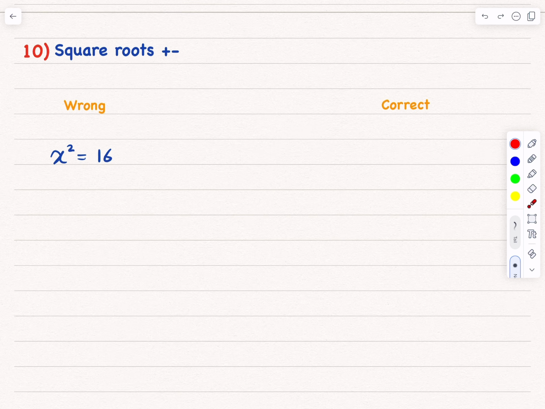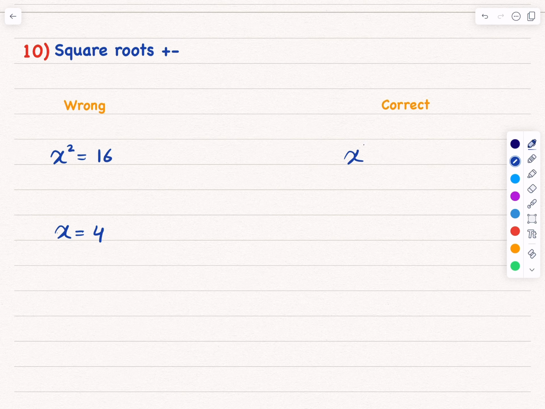Let's move on now to square rooting when we have a positive and a negative answer. Here we have x squared equals 16. So some students would do it like this. If x squared is equal to 16, then we would have x equals 4, because when we square 4, it will be 16. Now, this part of the solution is right and correct, but it's not complete. We have another solution, which is negative 4.